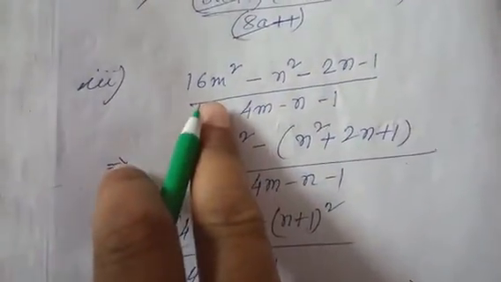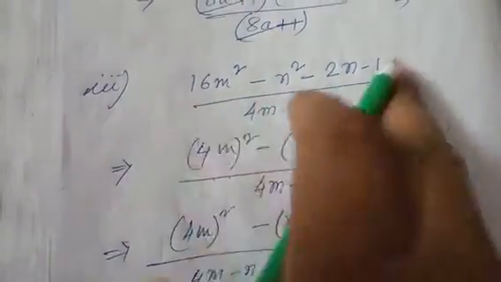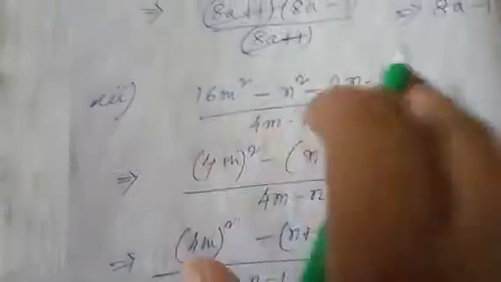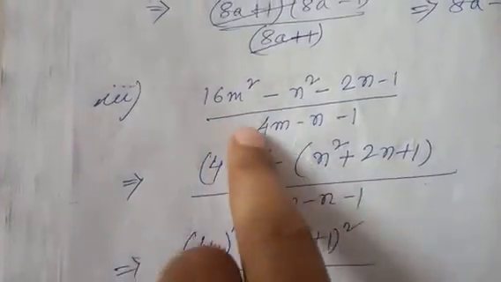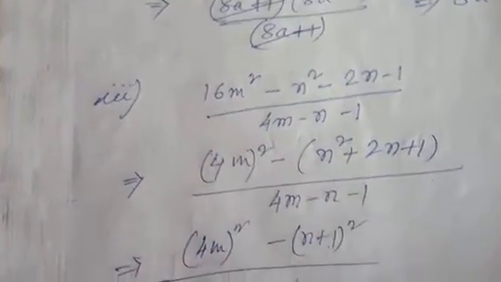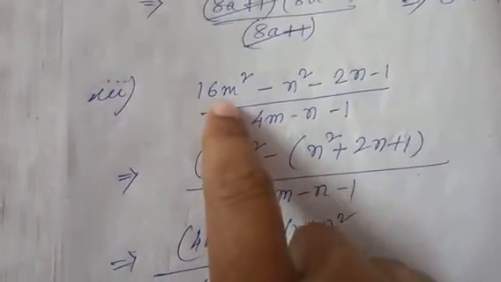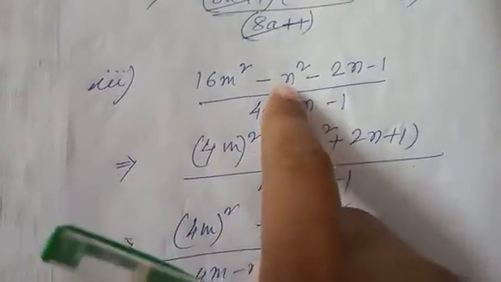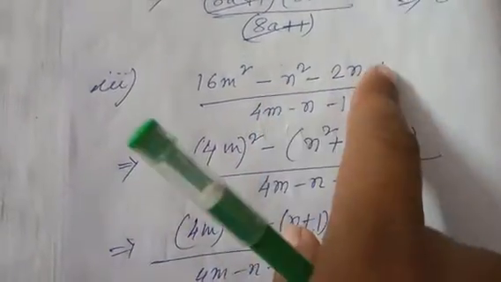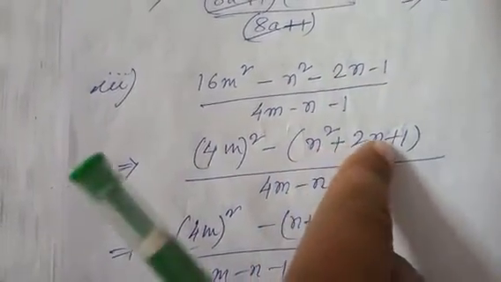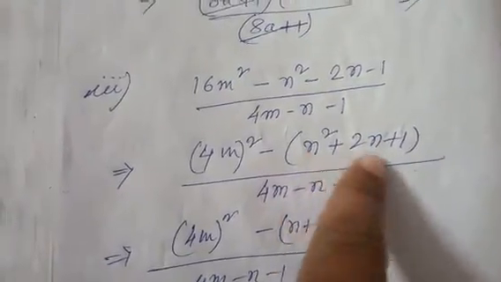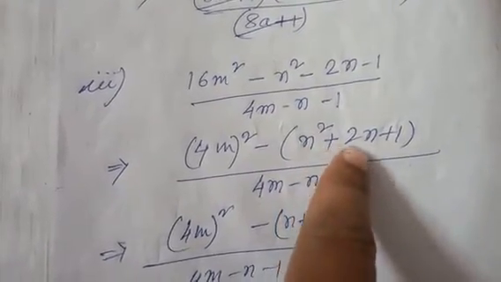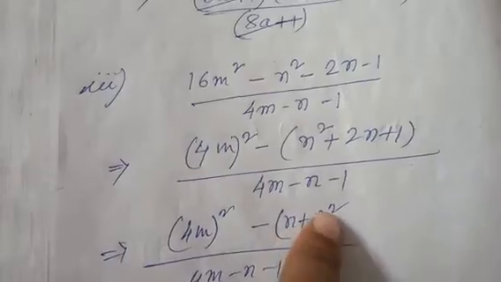Number 3, this is the equation, and from this we have to find the value. So in the numerator 16m square is written as 4m whole square, and take common minus from these 3. So we got n square plus 2n plus 1, and from these 3 it is a form of a square plus 2ab plus b square, which is n plus 1 whole square.